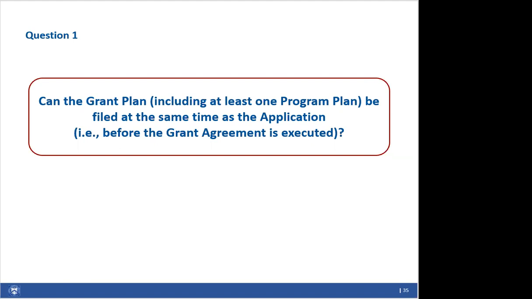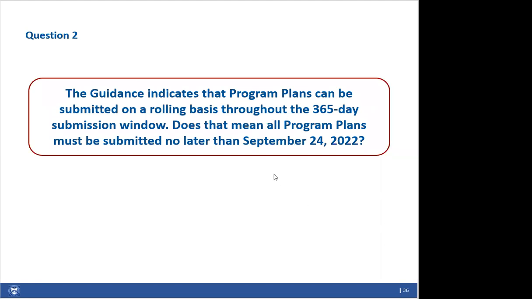Great. Thank you, Jeremy. Okay, we will move to question number 2. The guidance indicates that program plans can be submitted on a rolling basis throughout the 365-day submission window. Does that mean that all program plans must be submitted no later than September 24th, 2022? This one is quick, and we've touched on this a couple of times, so I'll just go ahead and say that yes, all program plans must be submitted by December 24th, 2022.